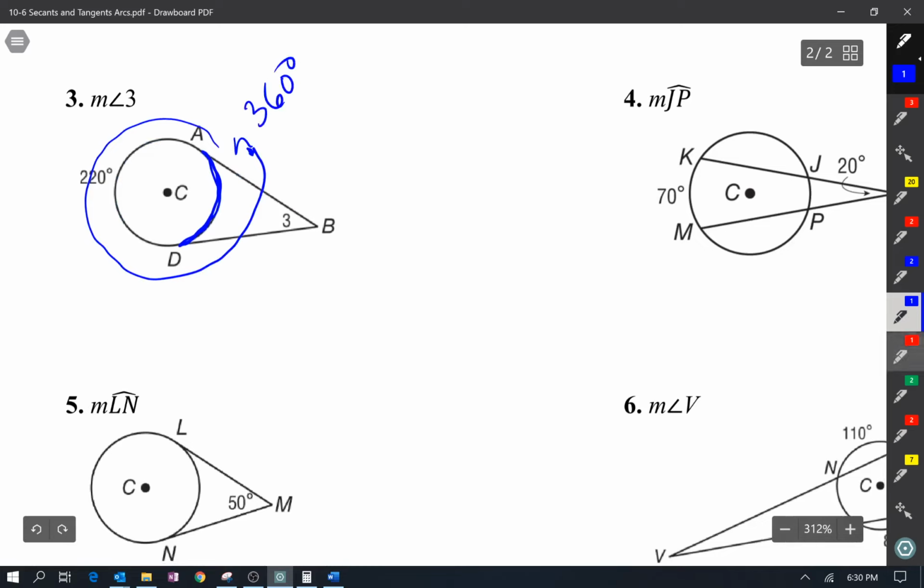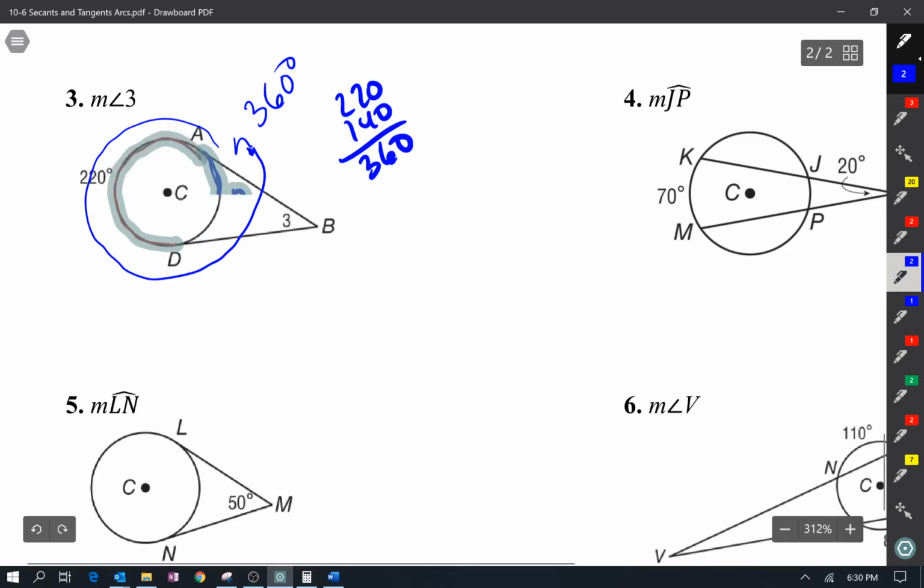And if this part, I'm going to do it in red, okay? If this red part is 220, then the blue part must be 140, all right? Why 140? Because 220 plus 140 equals 360. So they're going to hide it from you. They'll give you part of the arc, and they won't tell you the other part, but you can just do the algebra. So this is 140.